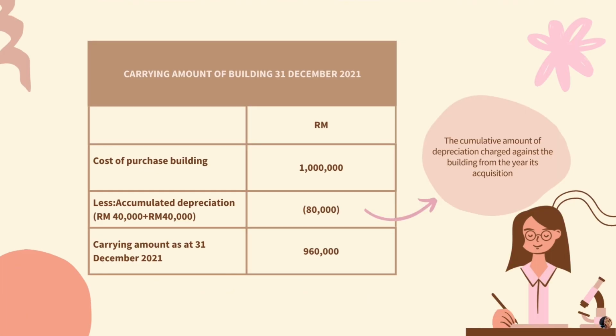Now let's calculate the carrying amount of the building for the year ended 31st December 2021. The carrying amount of the building is measured at cost less accumulated depreciation, while the accumulated depreciation of the building represents the cumulative amount of depreciation charged against the building from the date of its acquisition, which is 2020, until the reporting date, which is 2021. It is subtracted from the cost of the building to arrive at its carrying amount. Hence, the accumulated depreciation is cumulated from the years 2020 and 2021.